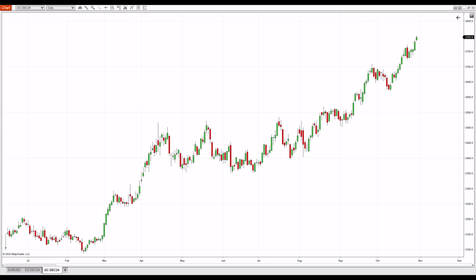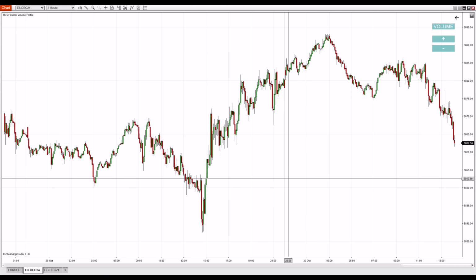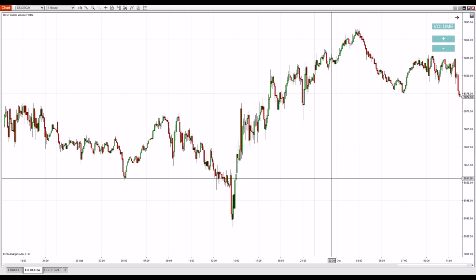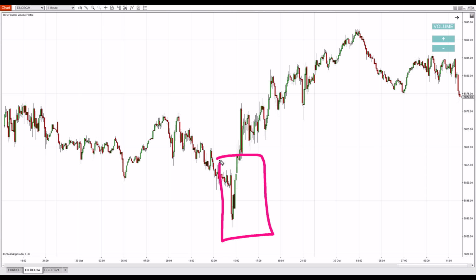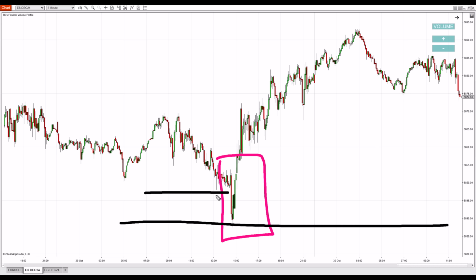Now what remains is the rejection. Let's go back to the ES, for example. And when you see a rejection like this one, this is a strong rejection of lower prices, then this tells you that this was an important zone in the past, that strong buyers were defending this zone, right? So this whole zone was a support and strong buyers were defending it.